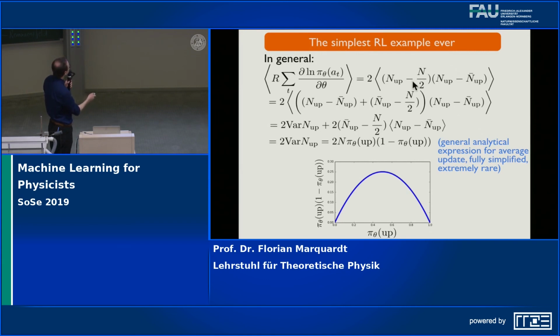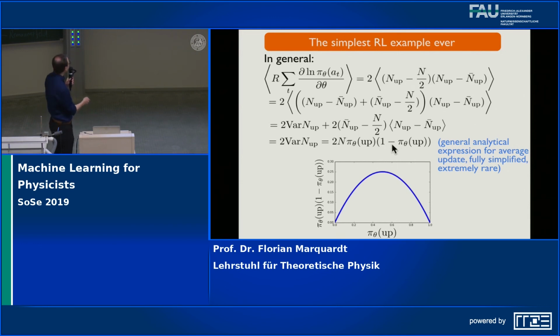Again, I have these expressions, I can do a little bit of algebra, and in the end I will see I have terms that are quadratic in the number of up steps and other terms that are just linear, and then I can write it in terms of the variance of the number of up steps and this very simple expression. This expression, of course, is the average of n_up minus the average of n_up, which is just 0. So I just end up with a variance, and as I just told you for the binomial distribution, this is n times probability times 1 minus probability. So this is the fully general expression for our update, averaged over all trajectories already.